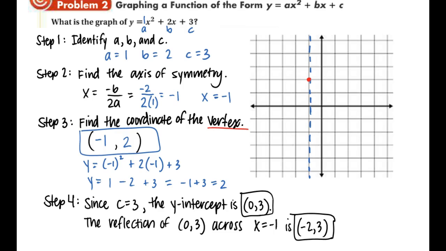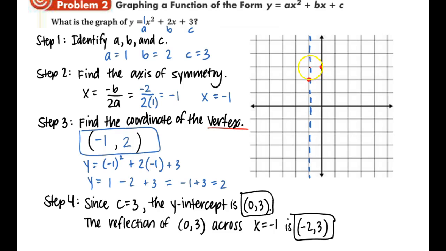Now that we have our vertex plotted, we want to come up with a few more points that are on this parabola. And as I discussed earlier, the c value is the y-intercept. So that means our y-intercept is (0, 3). So I'm going to plot that.